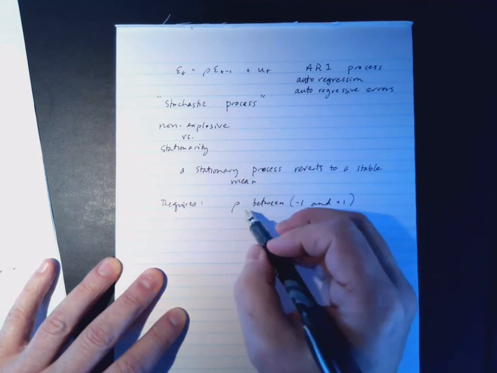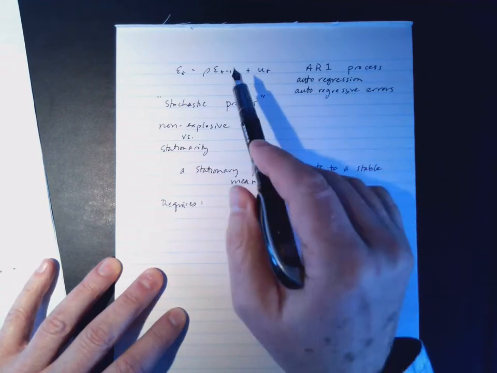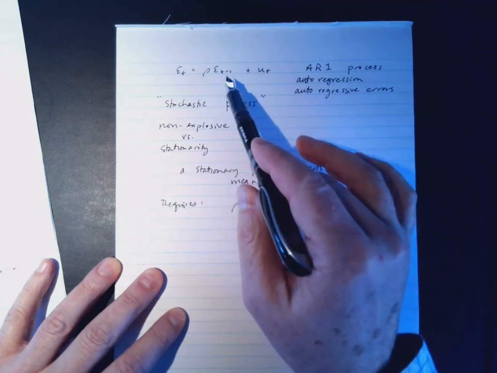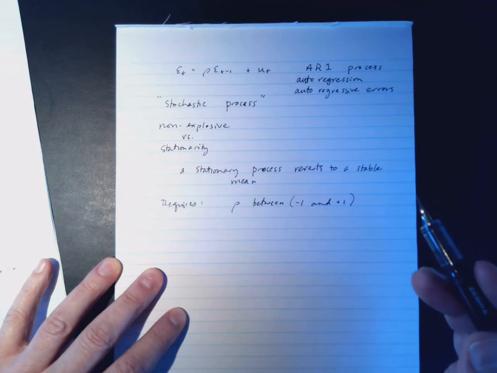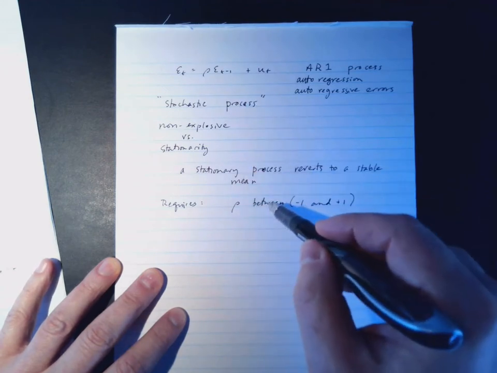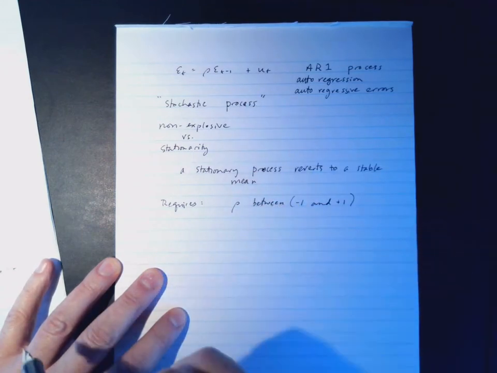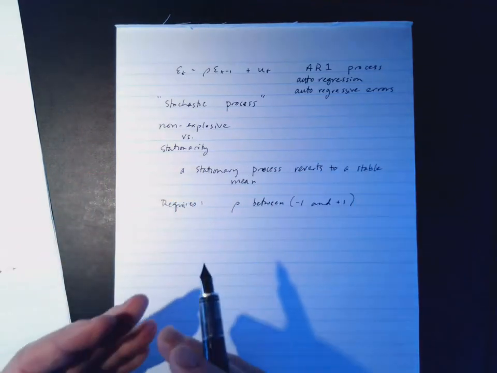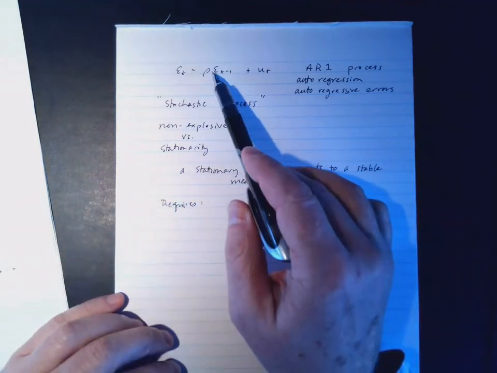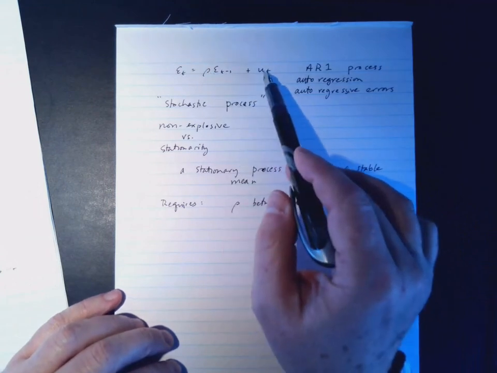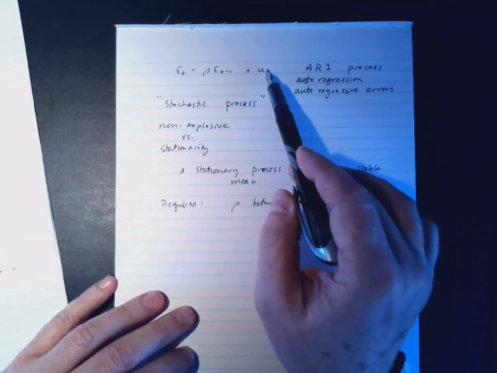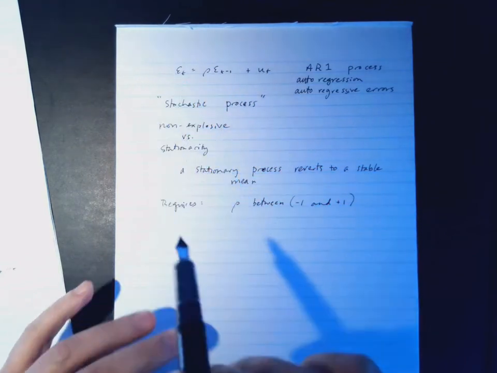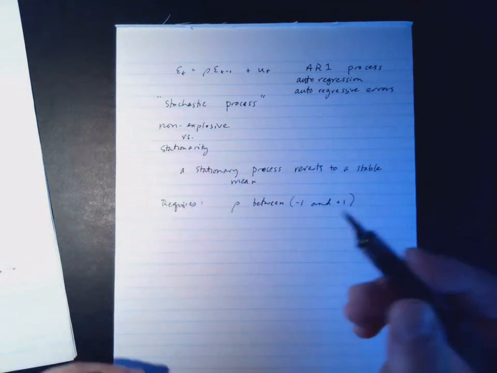All right, so that rho would be okay if it's 0.5, but not okay if it's 1.5. It would be okay if it's -0.5, but not okay if it's -1.5. It's got to be bounded between -1 and +1. Otherwise, if it was greater than 1, as we'll see, a little fluctuation in u would eventually cause epsilon to go to infinity, plus or minus infinity.